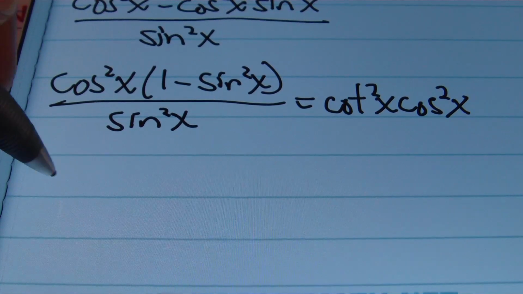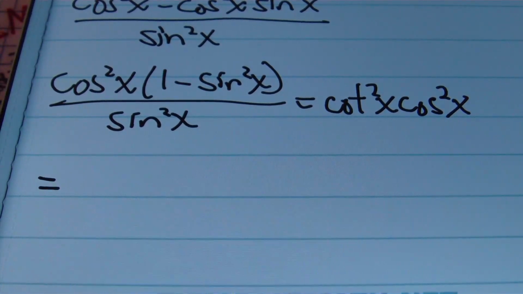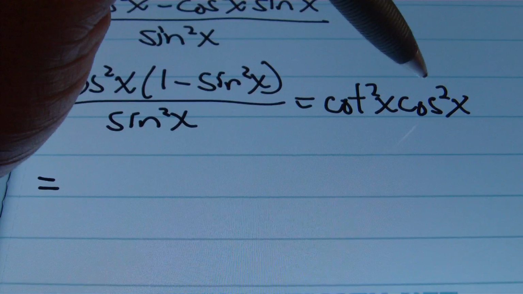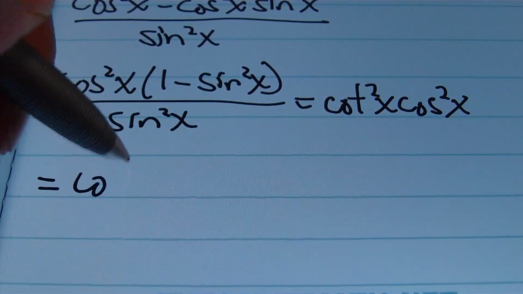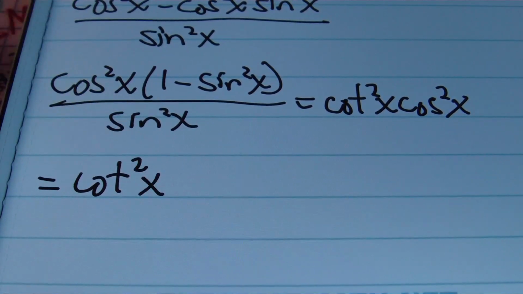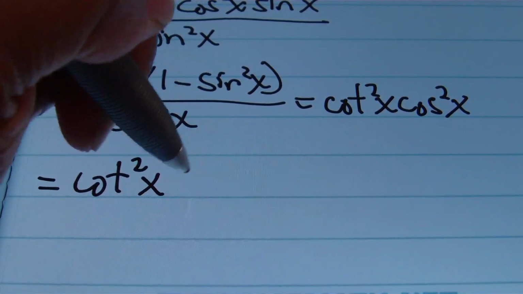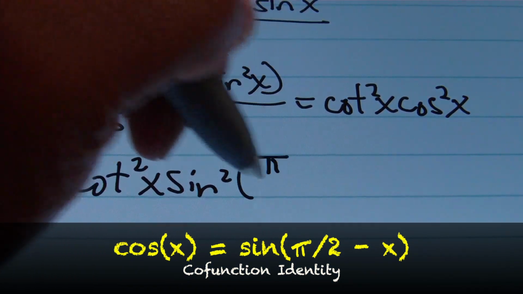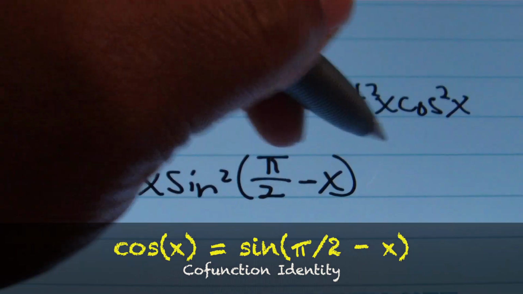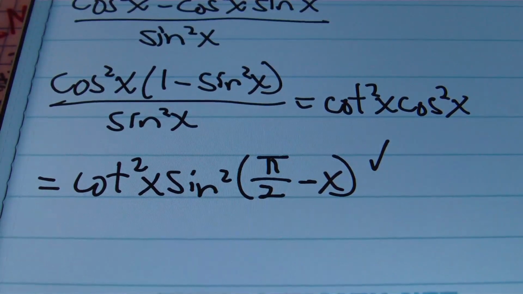Now we'll be implementing that cofunction identity, which states that if you have cosine squared x, it has to be equivalent to sine squared of pi over 2 minus x. Exactly. So now I can fashion this into the right side to look like this. It'll be cotangent squared x times sine squared of pi over 2 minus x. And that is now the right side. Yeah, we're done with problem number 7.